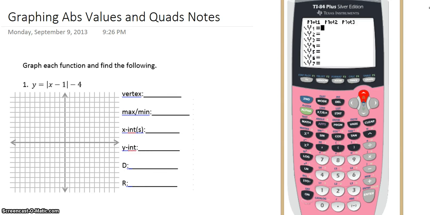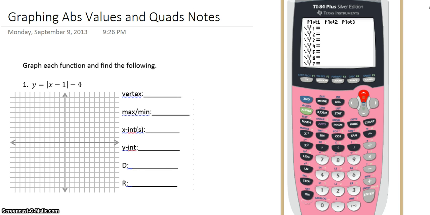Alright, today we're going to graph absolute values and quadratic functions in our calculators. So the first one you have here on your note sheet, make sure you're in your note sheet in your packet so you can follow along that way. And we have y equals the absolute value of x minus 1 minus 4.